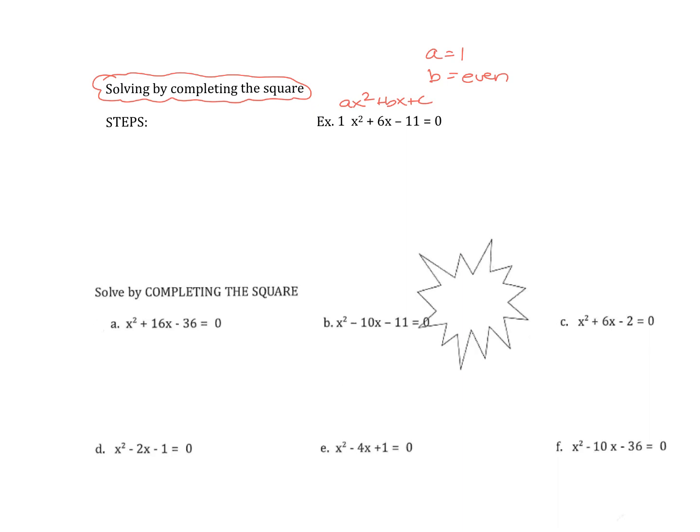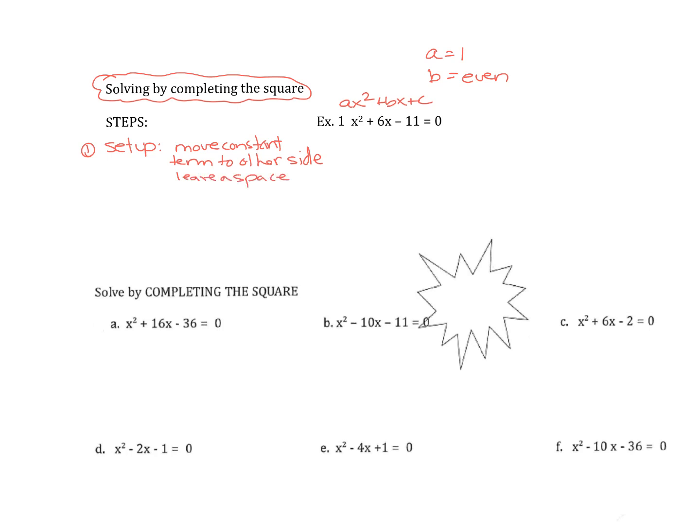So we've already done completing the square. You might remember we had to use it when we were changing circle equations from standard form into center radius form. So our steps, the first step was the setup. In this step, you are going to move the constant. You're going to move your constant term to the other side, and you're going to leave a space.